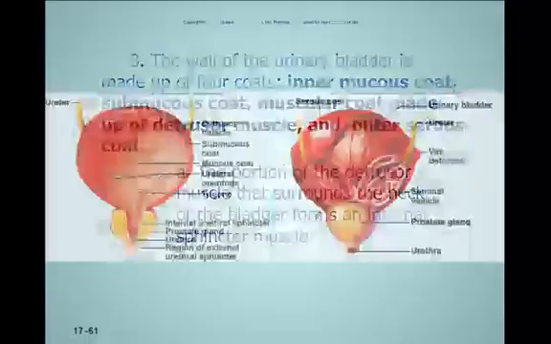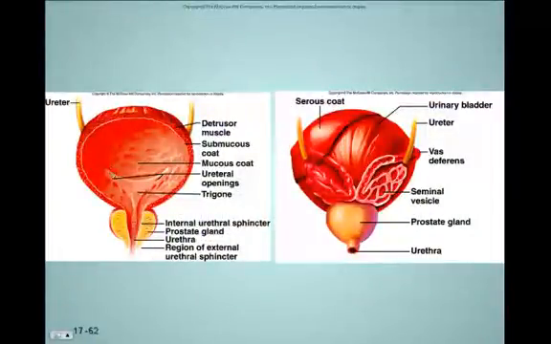So let me show you real quick. I'm just going to skip ahead and show you the trigone. So here's the trigone right here. Okay, it makes up this kind of triangle here. So here you have the two openings for the ureters, okay? And then down here is the opening for the urethra. So that's why this makes up the trigone.